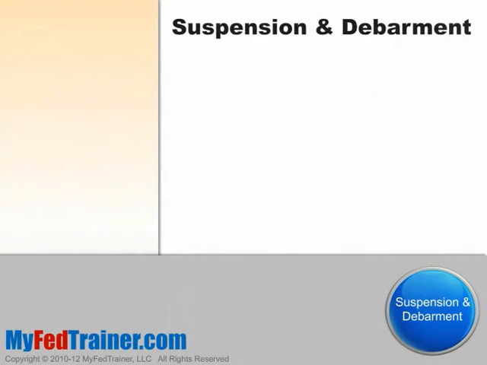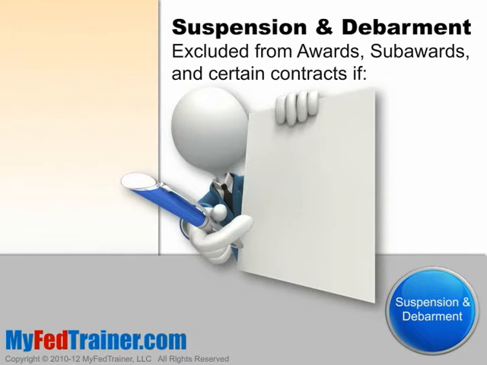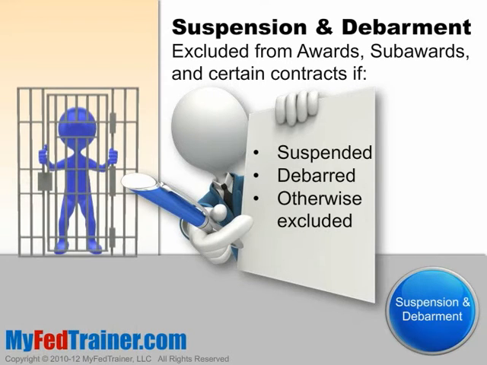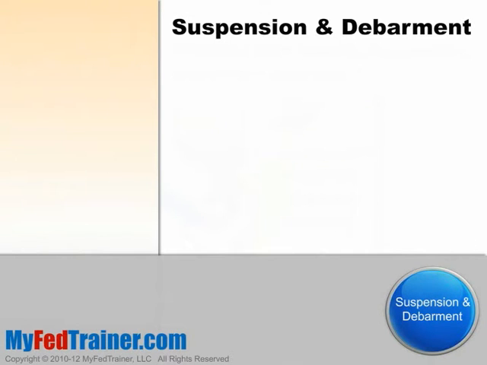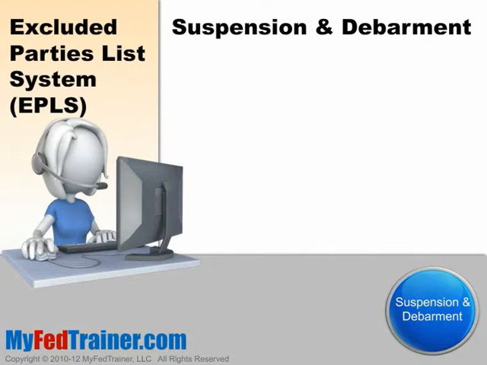Organizations, governmental units, and individuals can be excluded from participation in federal awards, sub-awards, and certain types of federal contracts if they are suspended, debarred, or otherwise excluded from participation in federal spending. Grant recipients can find out who is excluded from participation by checking the Excluded Parties List system.